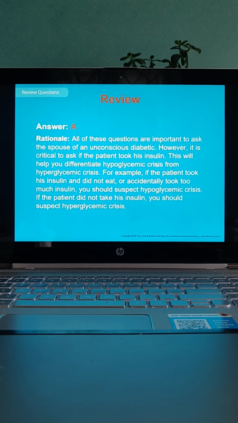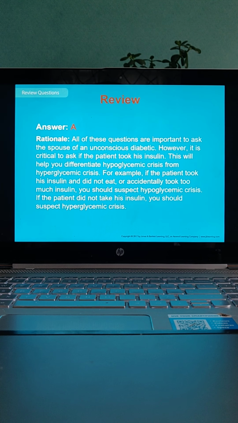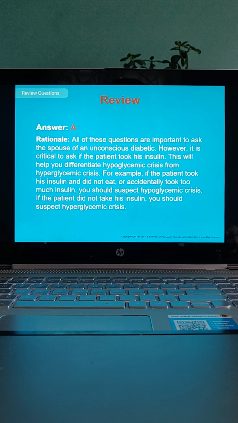Answer would be A. All these questions are important to ask the spouse of an unconscious diabetic patient. However, it is critical to ask if the patient took their insulin. Okay? This will help you differentiate a hypoglycemic crisis from a hyperglycemic crisis. For example, if the patient took his insulin and did not eat, or accidentally took too much insulin, you should suspect hypoglycemia. If the patient did not take his insulin, then you should suspect hyperglycemia.